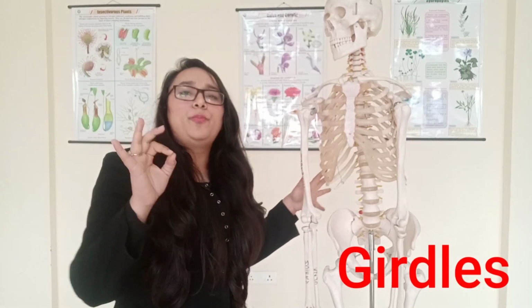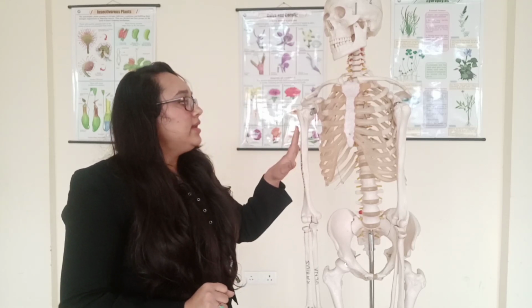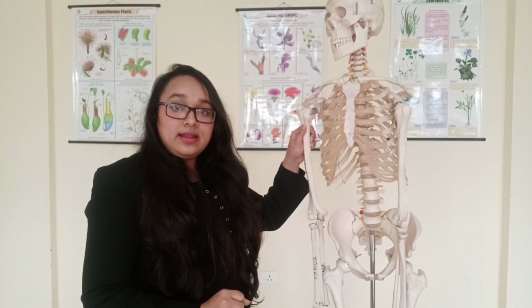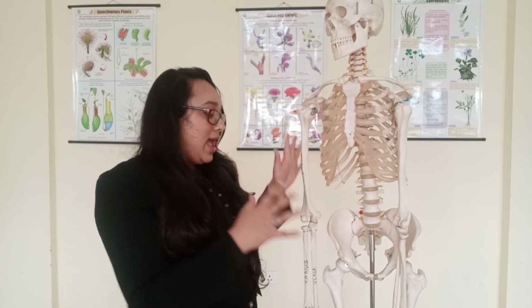Now, my dear learners, let us talk about the next part of the skeleton, which is girdles. Yes, girdles are the bones which are in the semicircular shape. There are two pairs of girdles in the skeleton. The first one is the shoulder girdle and the other one is the hip girdle. The shoulder one is also the pectoral one and the pelvic one forms the hip girdle.